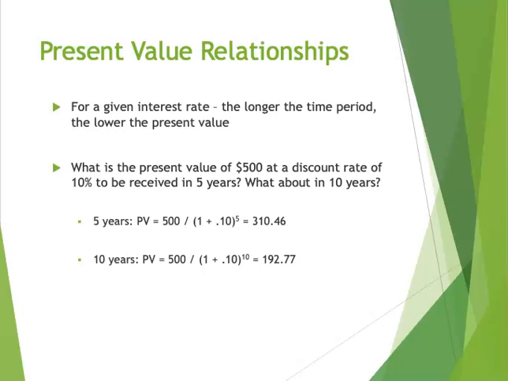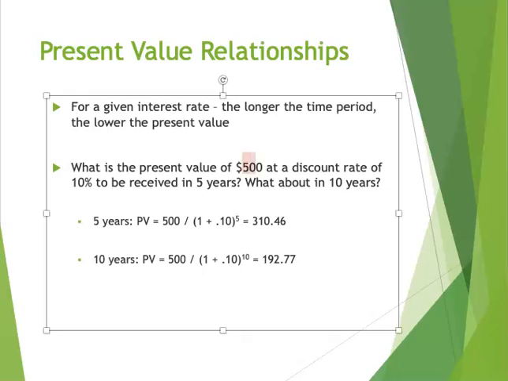So we are trying to find the present value of $500 at a discount rate of 10% to be received in 5 years and in 10 years. So our future value is constant, our interest rate is constant, but only our time horizon is changing. For 5 years, the present value is 500 divided by 1.1 to the power 5, which is the interest rate to the power t, which is the 5 years, giving us $310.46.